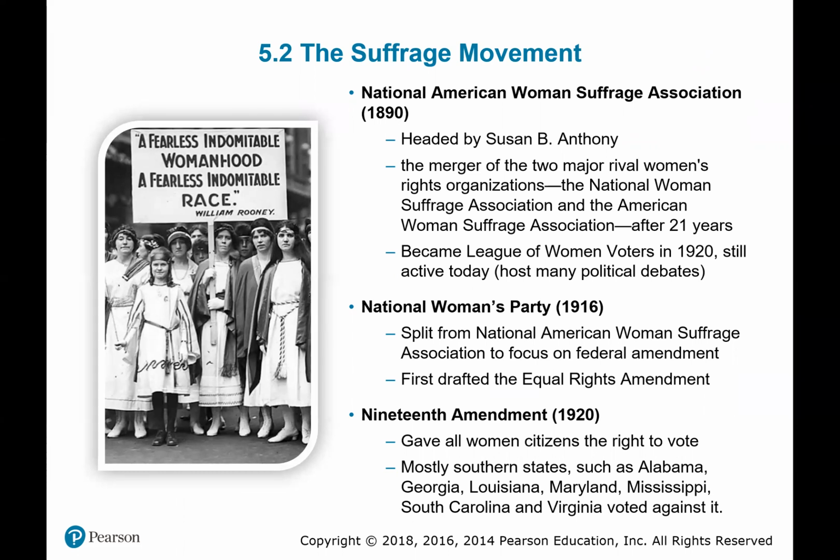So, we have the civil rights movement going on for African American rights. You have the suffrage movement also working toward some sort of gain. They didn't see the gains that they were hoping for in the 19th century. And in 1890, the National American Women's Suffrage Association was formed by Susan B. Anthony. You had the merger of two rival women's rights organizations after 21 years, after the 15th Amendment split. And this eventually became the League of Women Voters, which is still around today and very involved in political elections.